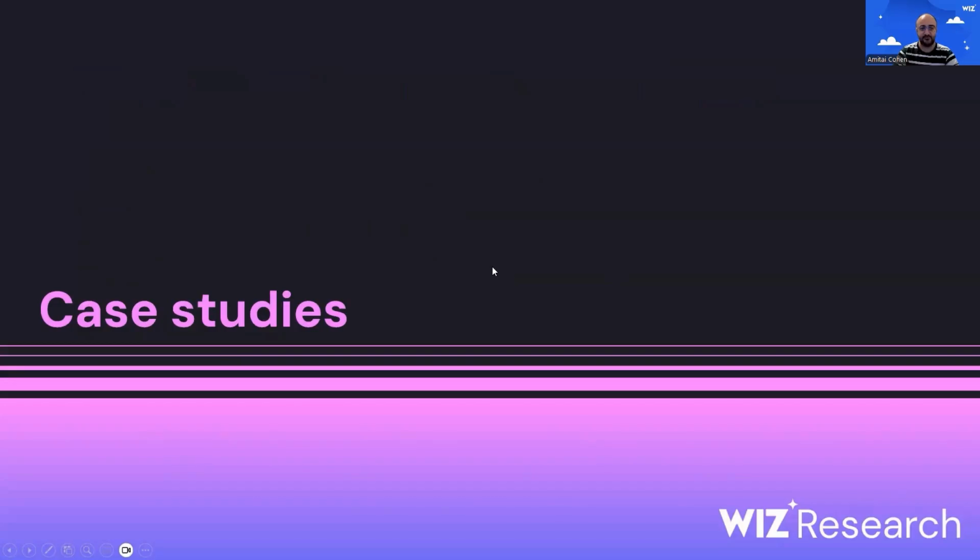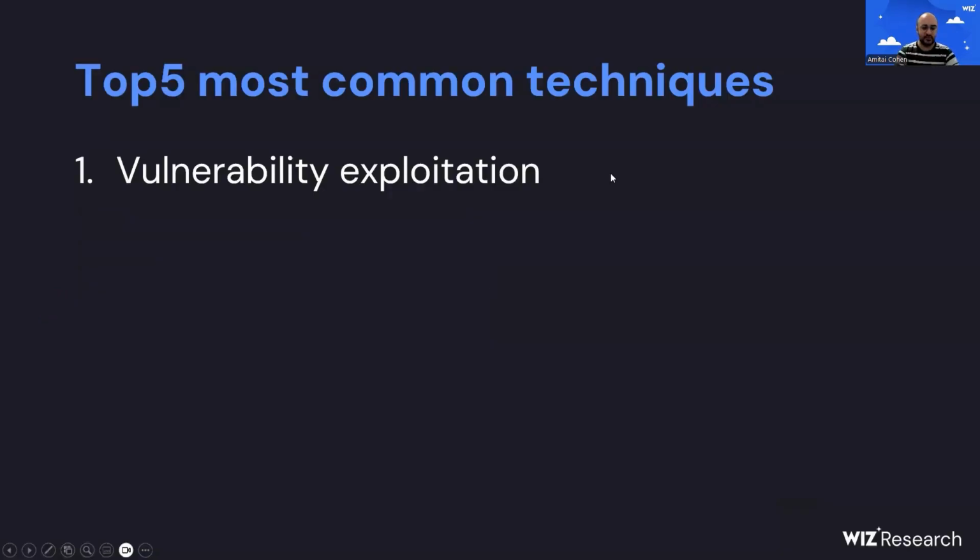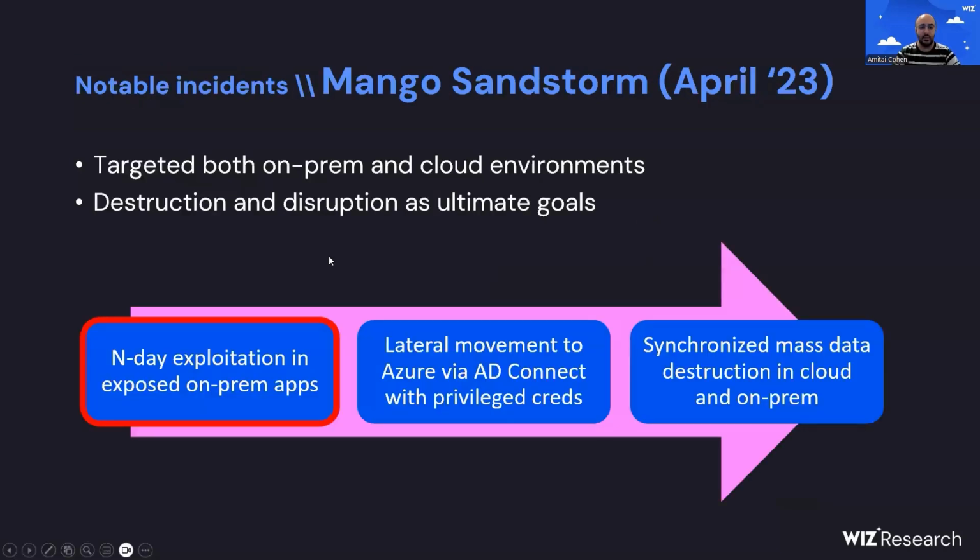Let's look at a few case studies. So again, vulnerability exploitation is incredibly prevalent among the campaigns that we've been monitoring. One notable example is Mango Sandstorm, an Iranian actor. They targeted both on-prem and cloud environments. Their goals appeared to be destruction and disruption. Based on what we know, based on what's been published about them, in this case by Microsoft, one of the ways that they gained access to cloud environments was by exploiting n-day vulnerabilities in apps on-prem and then moving laterally from on-prem to cloud. So this is an example of a threat actor that has been using vulnerability exploitation as an initial access vector.